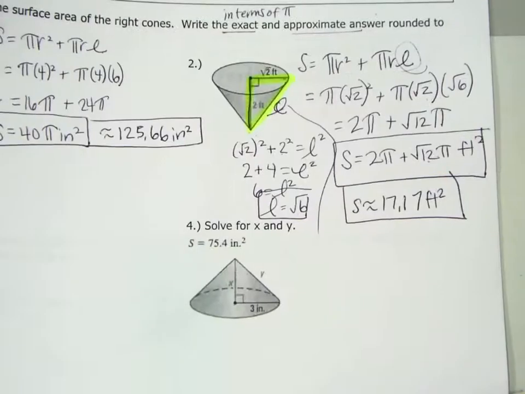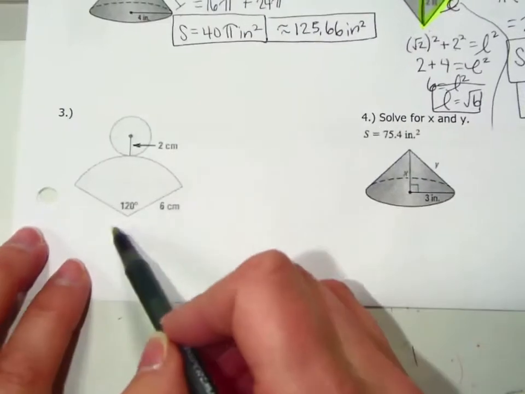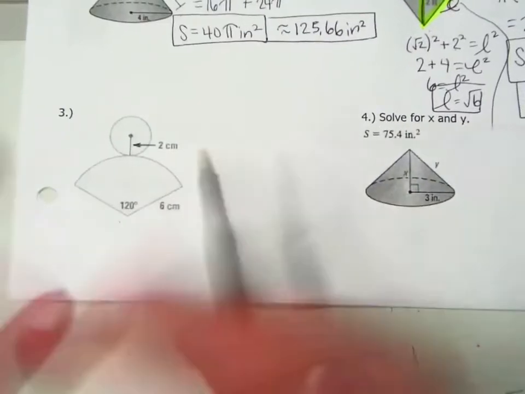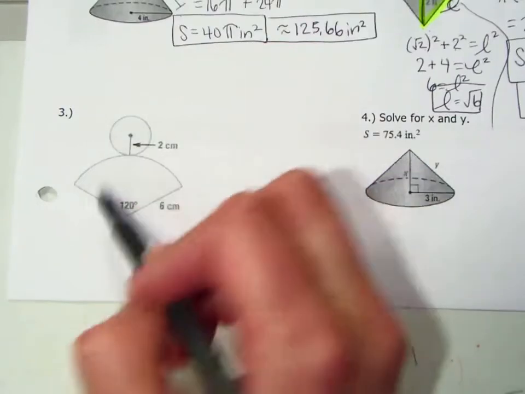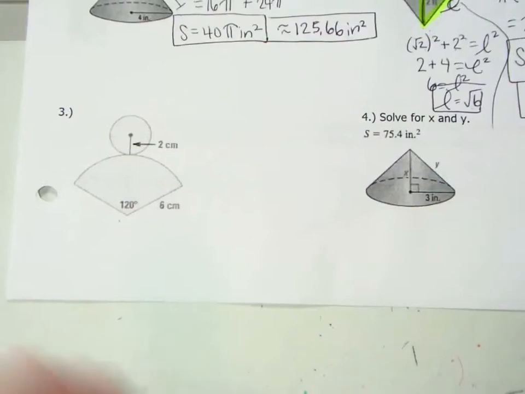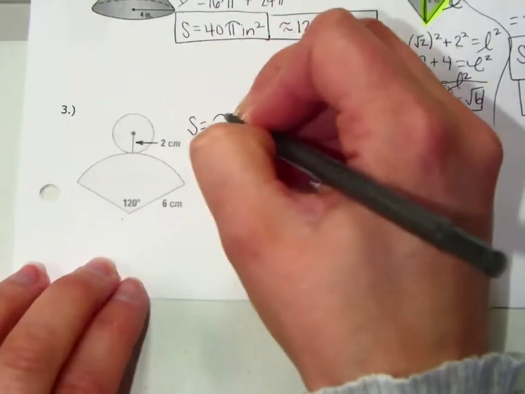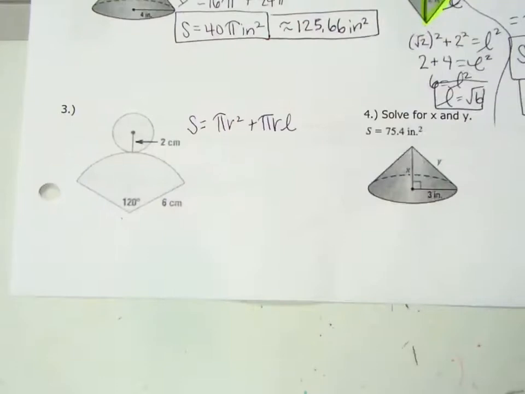Alrighty, we have 2 more examples to look at. Number 3, this is what would be the net of a cone if you take it apart and look at it 2-dimensionally. We have the circular base and then we have the lateral surface spread out. We're still trying to find the surface area, so we're still going to use pi r squared plus pi r l.